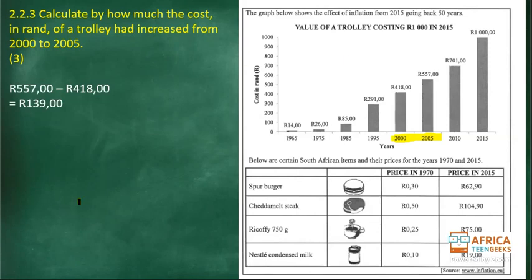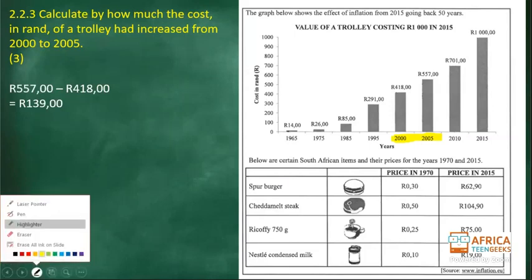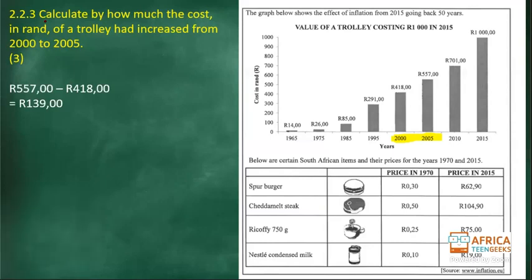So what's important to note with this one? This one again is very easy. As we can see, it was easy to answer this one. It is important to pay attention to this. They said calculate. So when you write down your answer, you show your calculations. You show how you got that 139. So it would be that 557 rand minus 418 rand is equal to 139 rand.